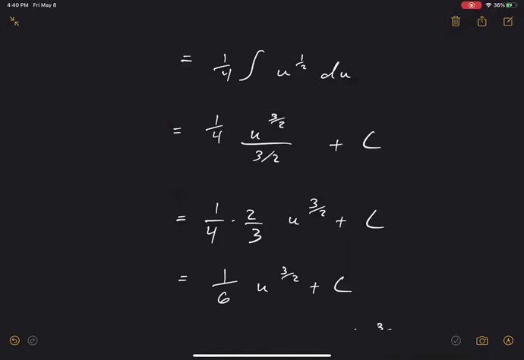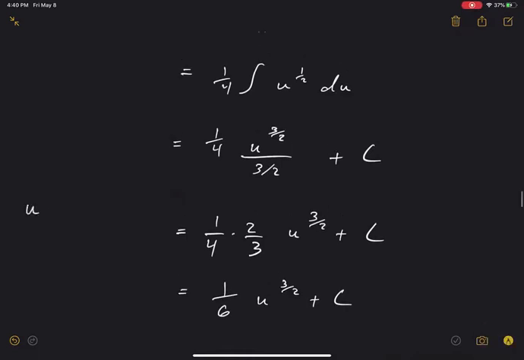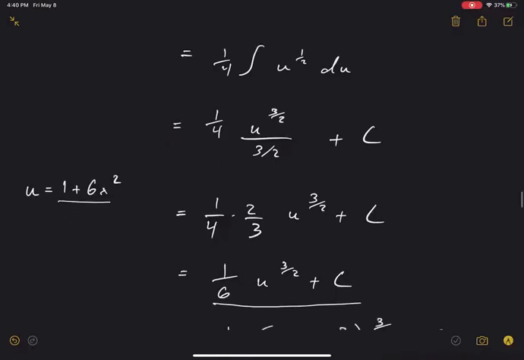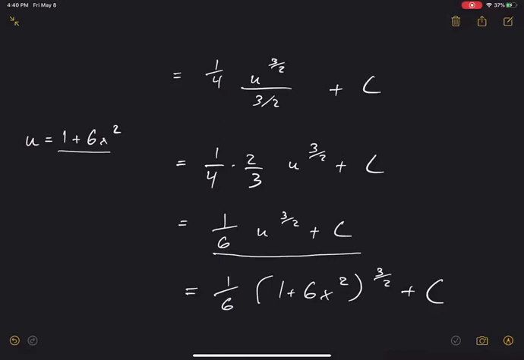At this step, I'm pretty much done integrating, but since I started with a function of x, I want to get it back to a function of x, right? So go all the way back to our original substitution. We had u is equal to 1 plus 6x squared. Now, since we have an integral in terms of u, let's undo our substitution and replace u with that. So I've replaced u with 1 plus 6x squared. It's still to the power of 3/2, and then I have the 1/6 out front and the c in the back. And at this stage, I'm done. This is my indefinite integral. That's my solution.